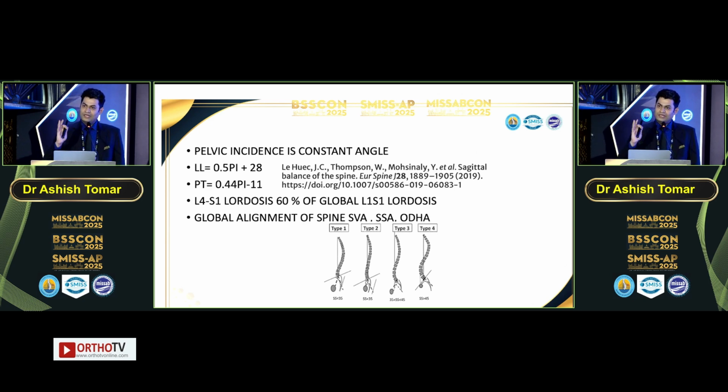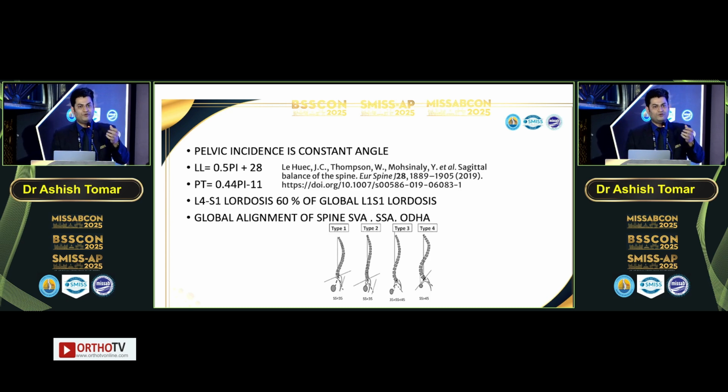So, to understand sagittal balance, pelvic incidence is a constant angle. It is going to stay like that forever in your life. You are born with a fixed pelvic incidence angle, it doesn't change, okay? So once you know the pelvic incidence of the patient, with this formula that Dr. Lee Huek has given, the ideal lumbar lordosis for that pelvic incidence can be calculated. Suppose the pelvic incidence is 40 degrees. By this formula, 48 degrees will be the ideal lumbar lordosis for that patient. And if I have a patient who has a lumbar lordosis of 20 degrees, there is a requirement of 28 degrees, so that is how I plan my cases.